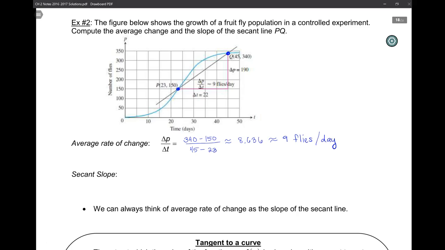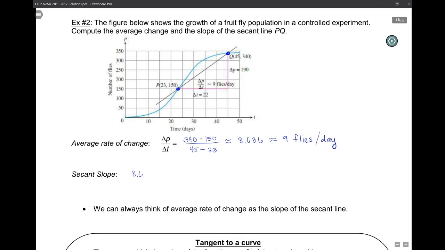But what would have to be true about the graph if the average rate of change stayed the same? It would just be a line, right? And the slope would not be changing. But we know with population and most real world scenarios that things do not stay constant, right? They usually don't. So that's where we have the importance of finding the average rate of change on a specific interval. And it says secant slope, that is the secant slope.